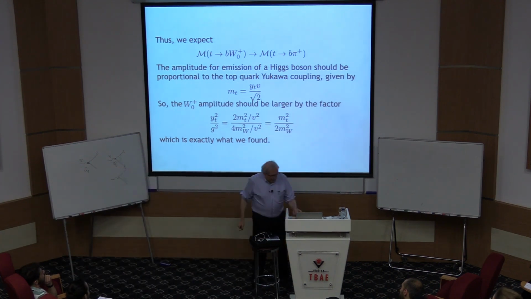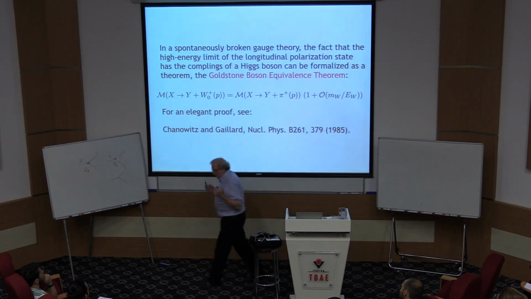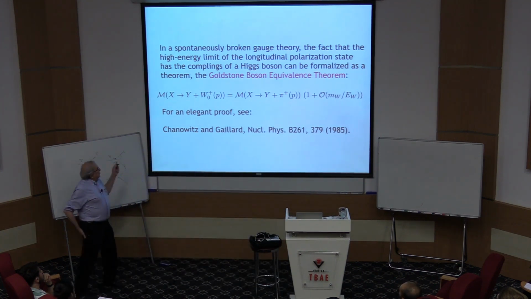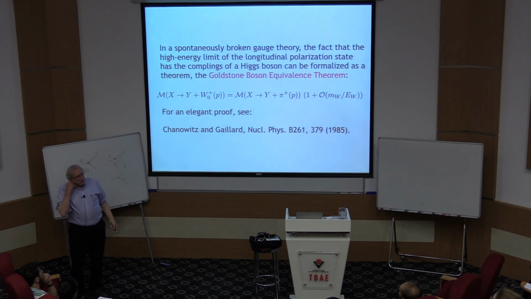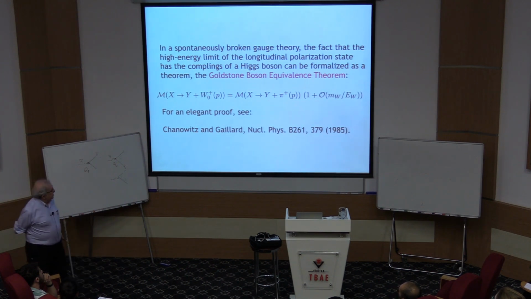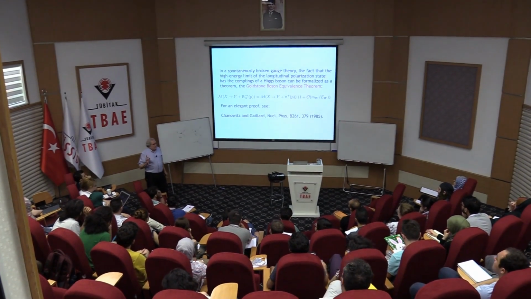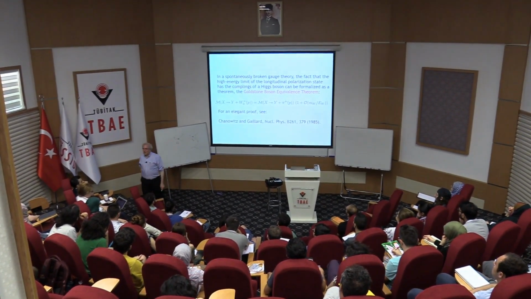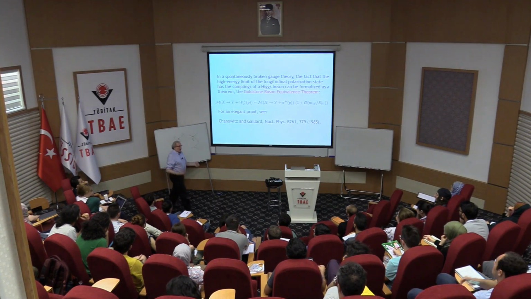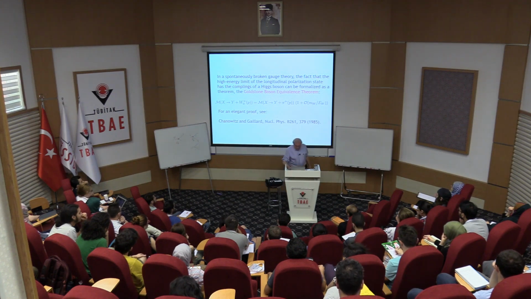Now, it turns out that within the gauge theory, the formula I wrote is actually a theorem. It's called the Goldstone boson equivalence theorem, originally proved by Cornwall, Tiktopoulos, and Vayonakis. Here's the general statement of the formula: if I have X going to Y plus a longitudinally polarized W, that's equal to the corresponding amplitude to make the Goldstone boson, up to corrections of order m_W over E_W. That is, it's true in the high energy limit. If you'd like to see a very elegant proof of this formula, but I should say not for beginners, you should look in the paper of Chanowitz and Gaillard, which is cited here. These guys use all the equipment of spontaneously broken gauge theories, but it's a very elegant proof.